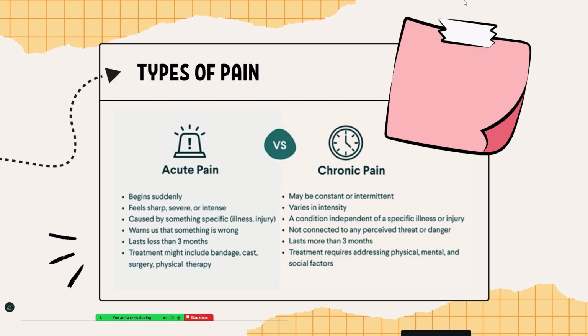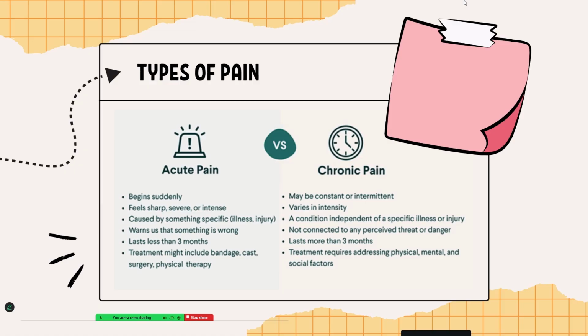Treatment for acute pain might include a bandage, cast, surgery, or physical therapy, more than just a burn or a cut. It might be something like a slip and a fall and you land on your wrist because you go to catch yourself. You've got that immediate pain, that sharp, severe, intense pain caused by a specific slip on ice. But usually with a cast, maybe surgery, maybe some physical therapy, it will still last less than 3 months.